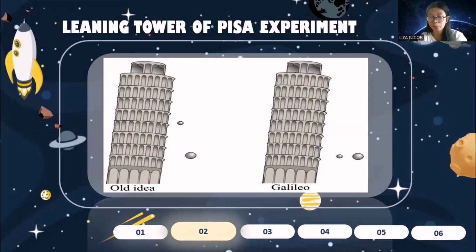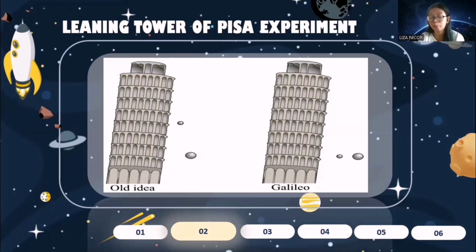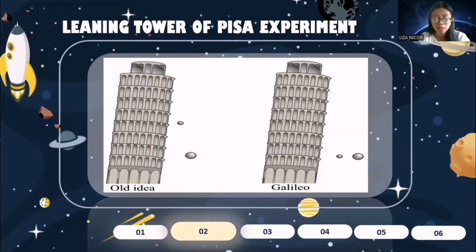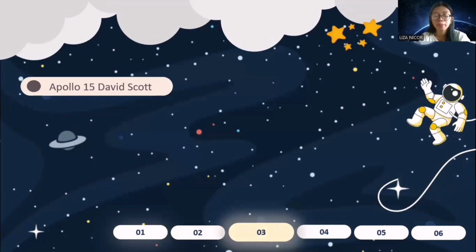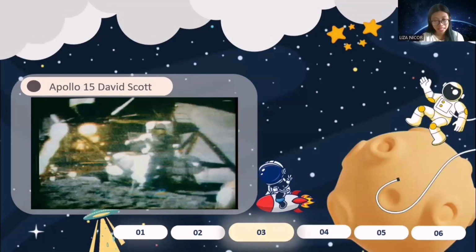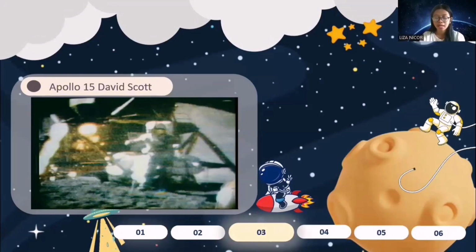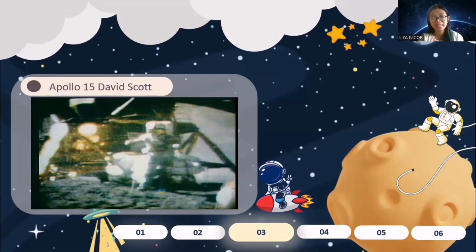This result was a direct violation of Aristotle's theory that objects fall at a speed proportional to their mass. This was once again proven by Apollo 15's David Scott, when he dropped a hammer and a feather from the same height on the moon, and they hit the moon's surface simultaneously. So this experiment of Galileo about heavier and lighter objects corrects the misconception that heavy objects will fall faster than light objects.